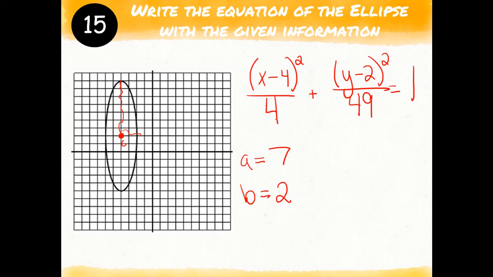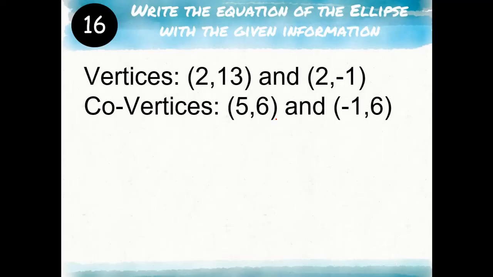Okay. It takes a lot of thinking, a lot of processing that has to happen when we find ellipses. Now, what if I don't even give you anything? What if I don't give you a graph? What if I just ask you things? So we got vertices of (2, 13) and (2, -1). Then we have co-vertices of (5, 6) and (-1, 6).